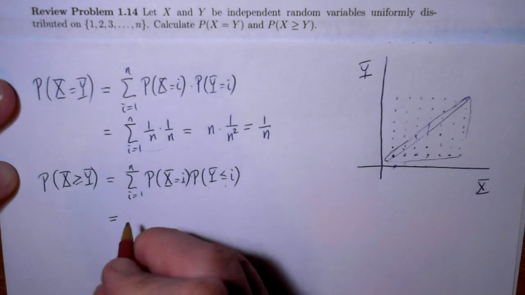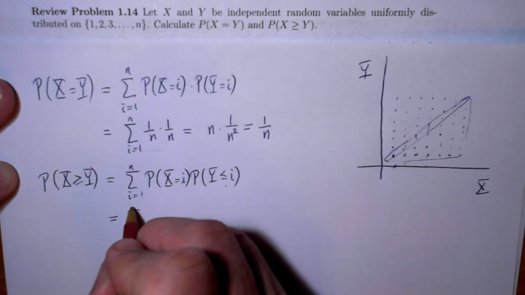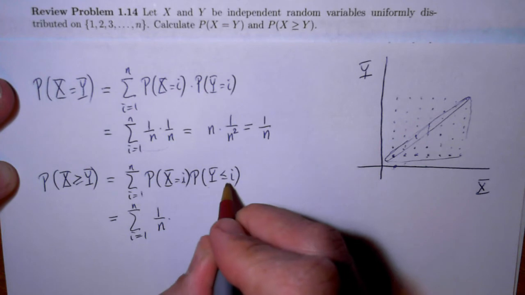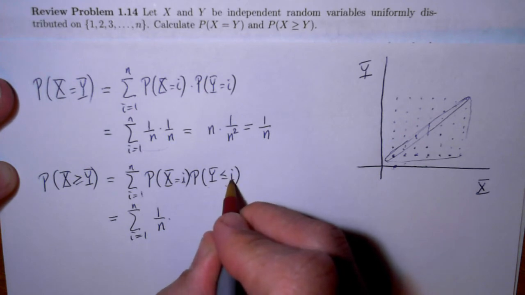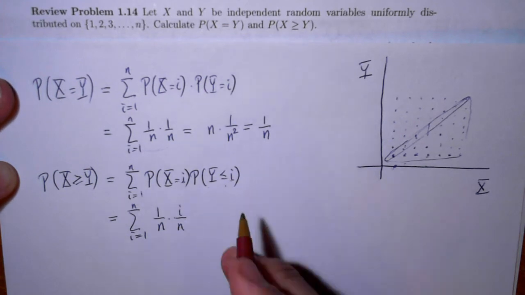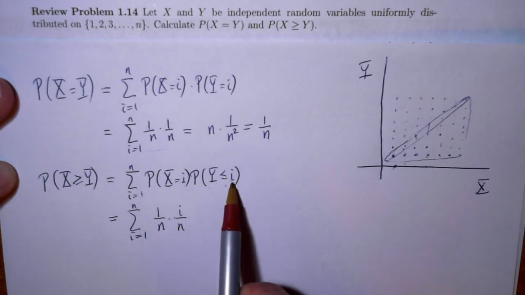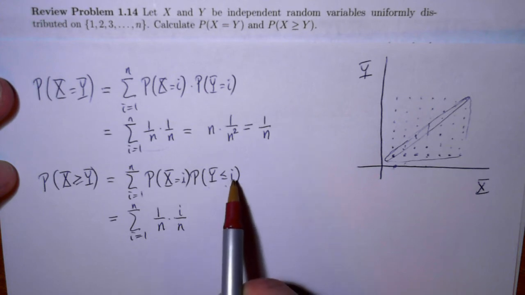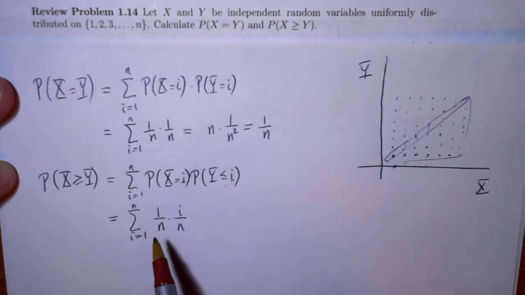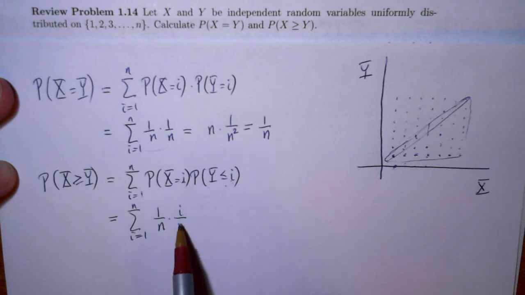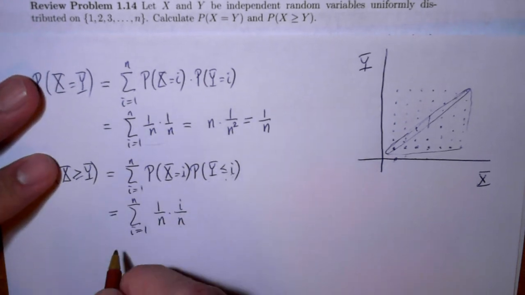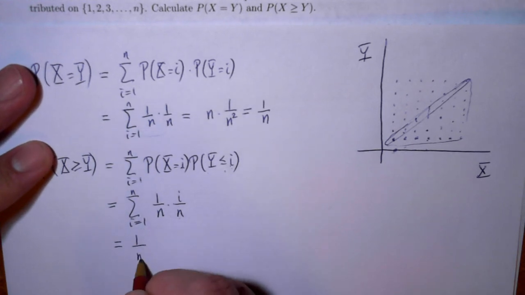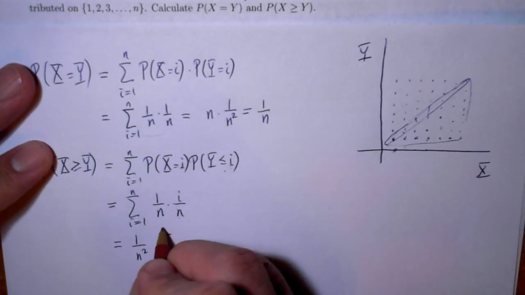Okay, and so that's equal to the summation i equals 1 to n of 1 over n times, now here we have i favorable outcomes over n possible outcomes. The chance that y is less than or equal to 5 would be 5 over n. The chance that y is less than or equal to 10 would be 10 over n, and the chance that y is less than or equal to i is i over n. Now this one can't be done as simply as the last one because this is no longer a constant. This is now going to be 1 over n squared plus 2 over n squared plus 3 over n squared and so on. So this is equal to 1 over n squared times the summation i equals 1 to n of i.